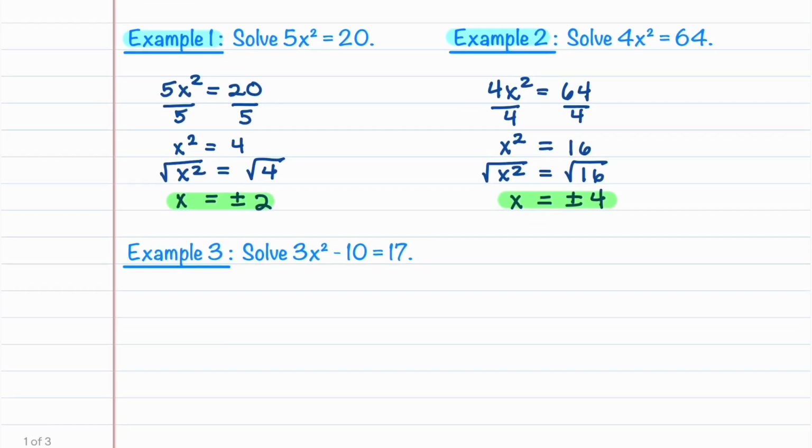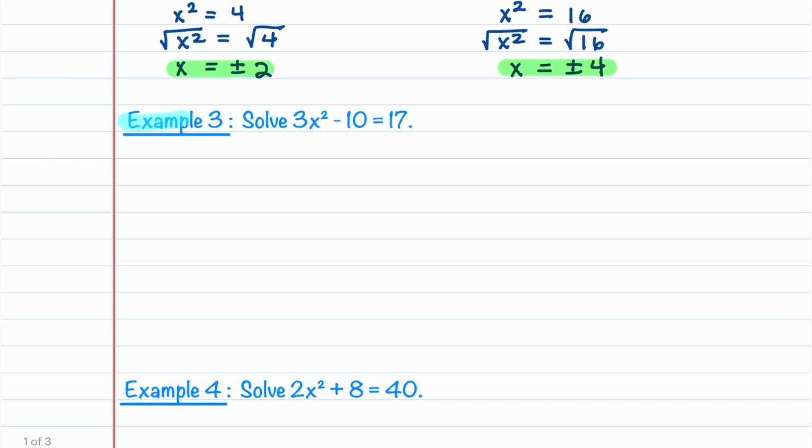Let's now look at example 3. In this example, our equation is a little bit different because we have a constant on the left-hand side along with our x squared term. We'll begin by writing down our problem. We have 3x squared minus 10 is equal to 17. To get the x squared by itself, we first need to move the constant to the right-hand side. So I'm going to add 10 to both sides of our equation. And we get 3x squared is equal to 27.